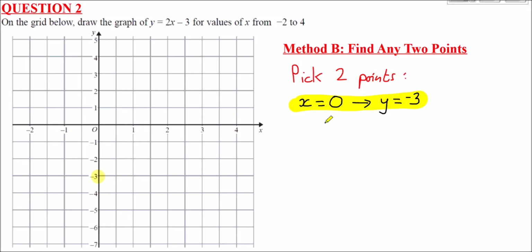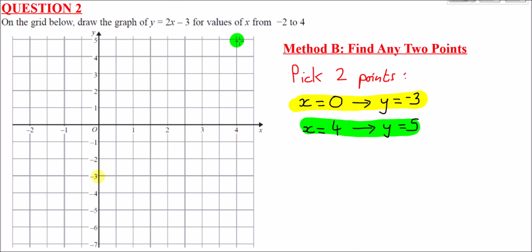I'm now going to pick another point. What I would suggest we do is to pick a point which isn't too close to the one we've just done. Leave yourself enough space. The more space you have between your 2 points, the clearer it is what your straight line is going to look like. So next I'm going to pick x is 4 actually. So when x equals 4, y will be 2 times 4, 8, minus 3, which is 5. So we found ourselves another point. 4 along, 5 up. There we go.